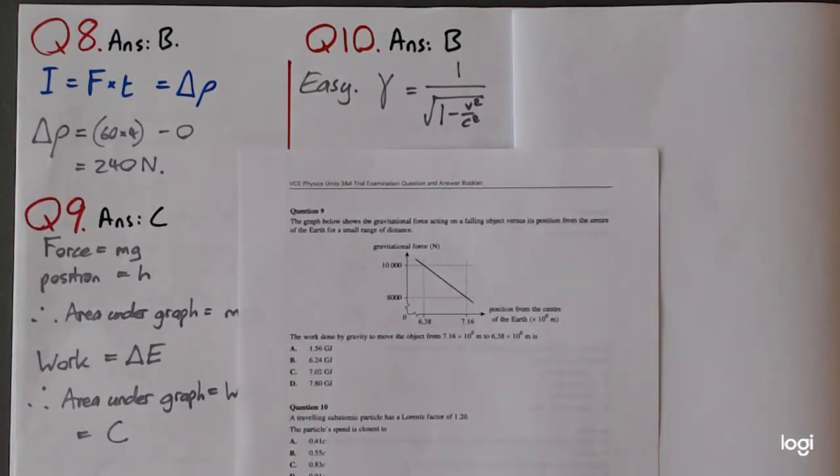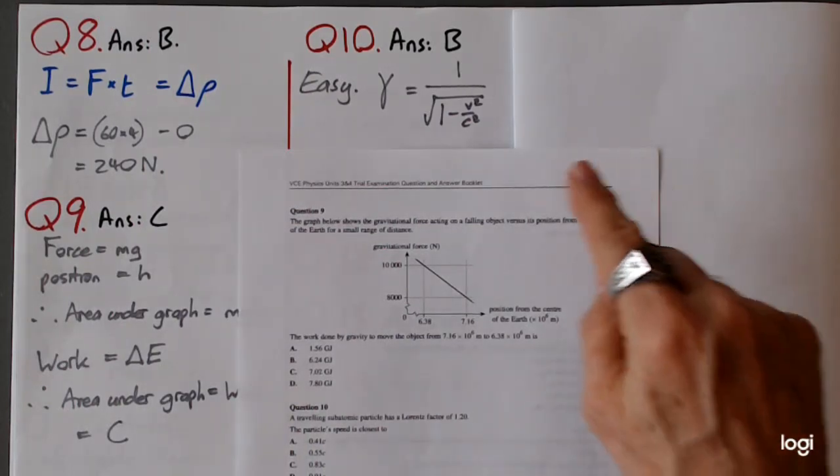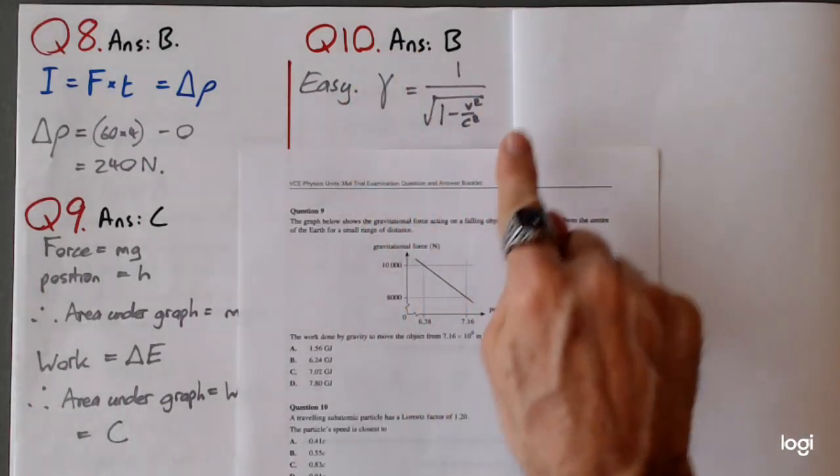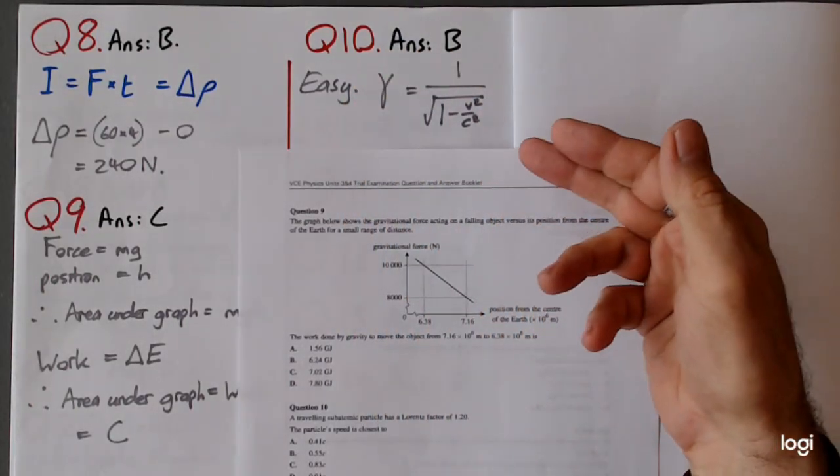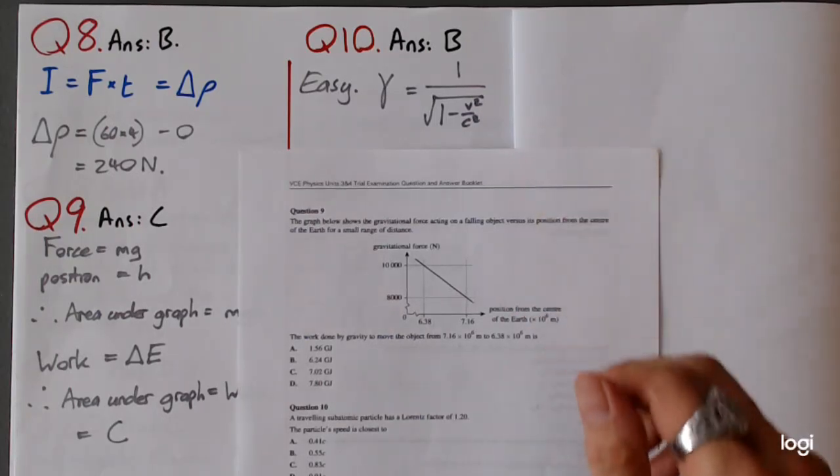Question 10, classic Lorentz factor question. It's just asking you to use this formula. You've seen it 100 times before. It will be on your cheat sheet because who would be crazy enough to not have it on your cheat sheet if it isn't on the formula sheet?